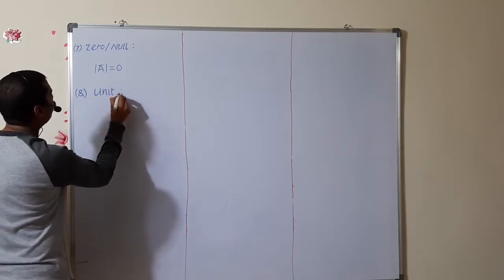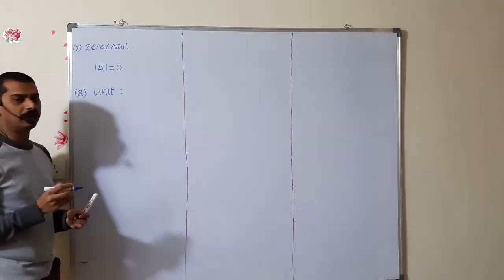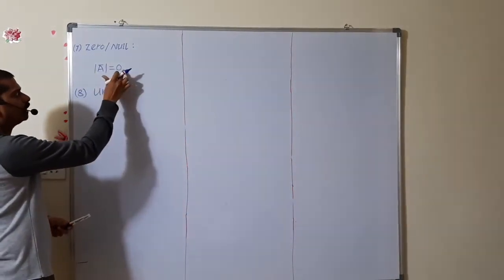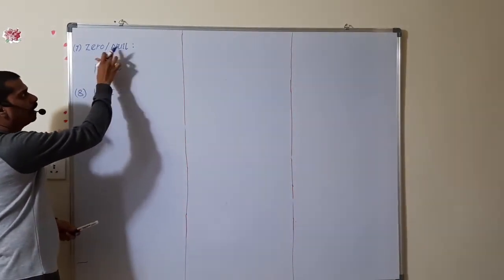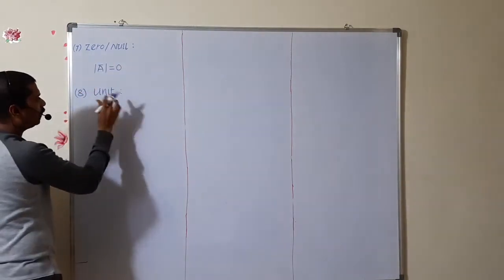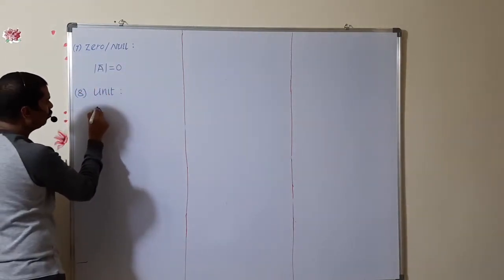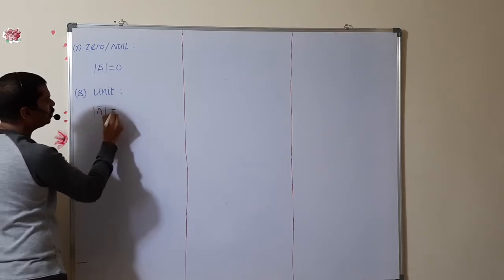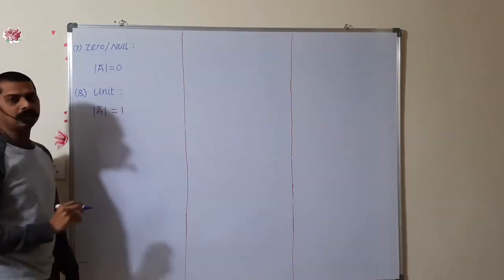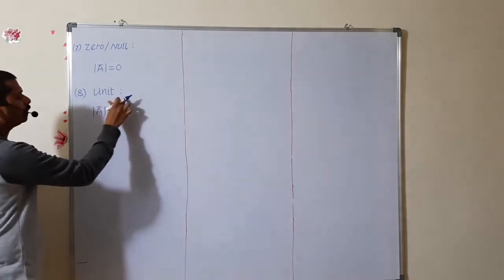Now, unit vector. What is a unit vector? Here the magnitude is equal to 0, that's why this vector is a zero vector or null vector. Unit vector means any vector of magnitude equal to 1. That vector is called a unit vector.